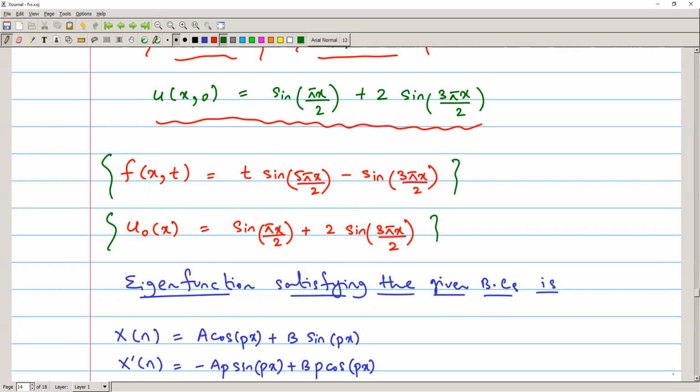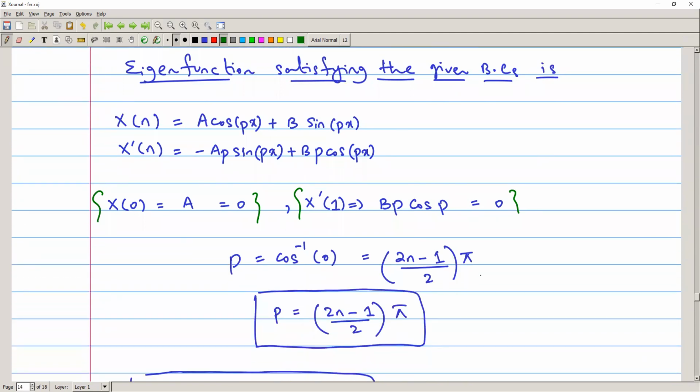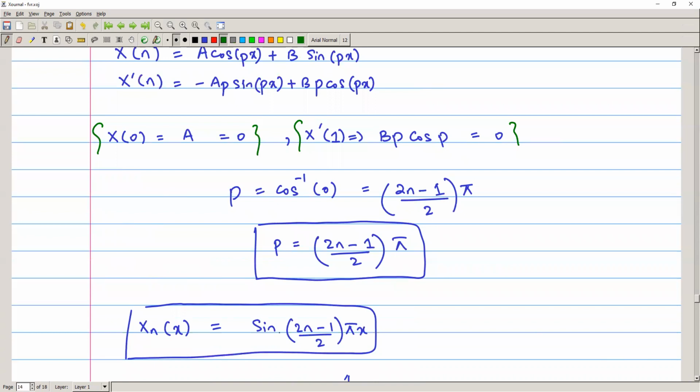So the eigenfunction satisfying the given boundary condition is xn is equal to a cosine px plus b sine px. And then we need the derivative because the boundary conditions are given. One is a simple normal boundary condition, that's Dirichlet, and the other is the Neumann condition. So it's a mixture of Dirichlet and Neumann, right? So from here we got the eigenvalue, that is 2n minus 1 over 2 times pi. Then the eigenfunction will be xn of x is equal to sine of 2n minus 1 over 2 pi x. Now this is the eigenfunction.